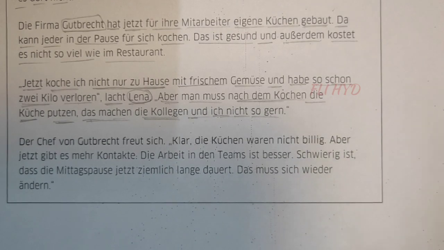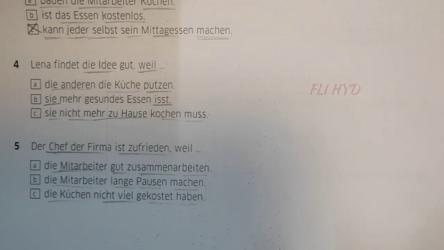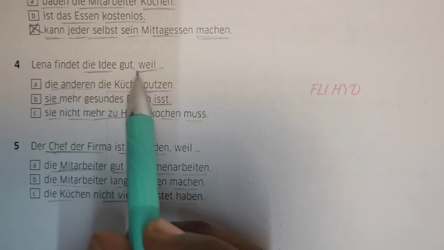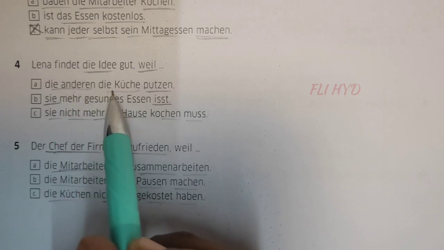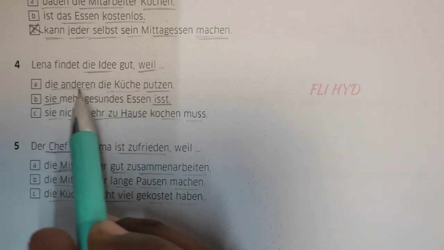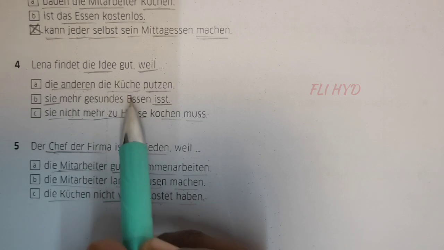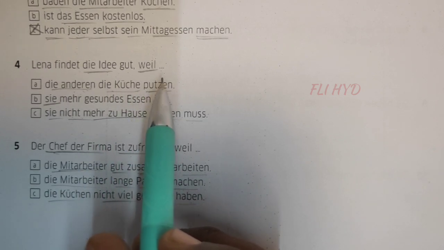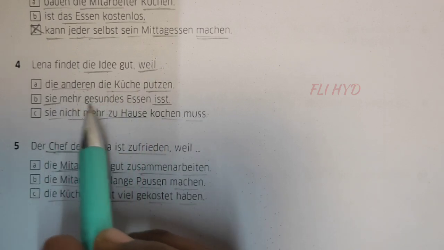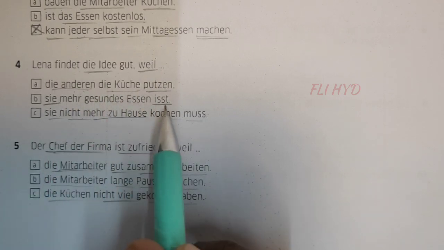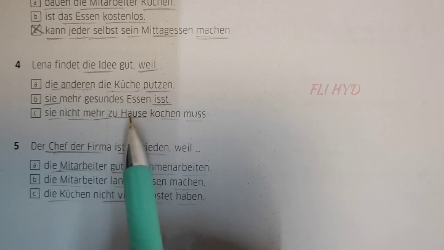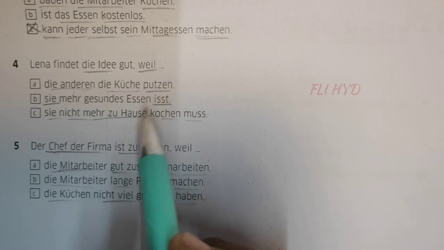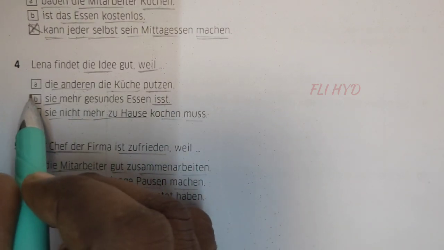Now, let's see the fourth question. Lena findet die Idee gut. Lena finds the idea good because the others, okay, clean the kitchen. Now everybody has to clean, but she doesn't like to clean. Okay, and the Mayor gesundes Essen ist. She eats more healthy food. Yes, she mentioned, right? Not only at the house, at the office also I'm eating healthy food. So this will be the right answer.